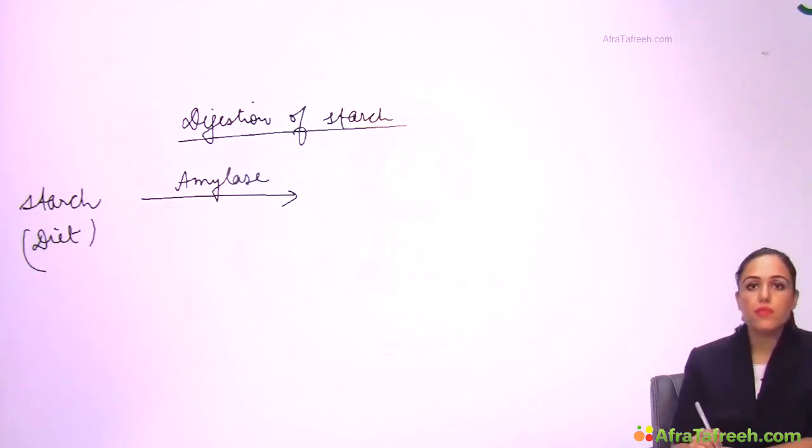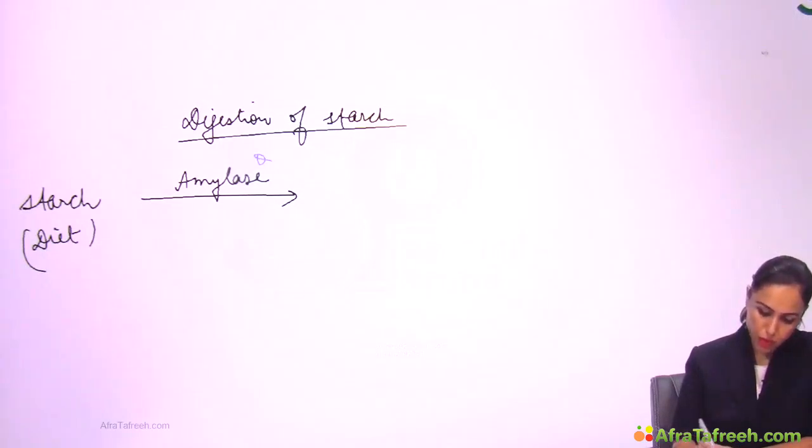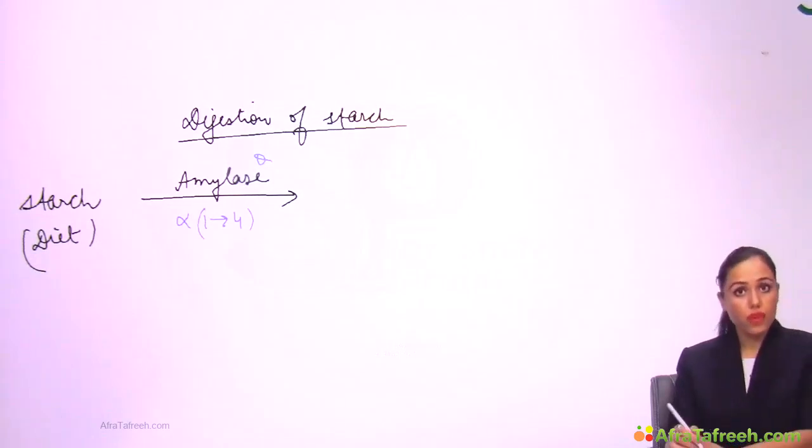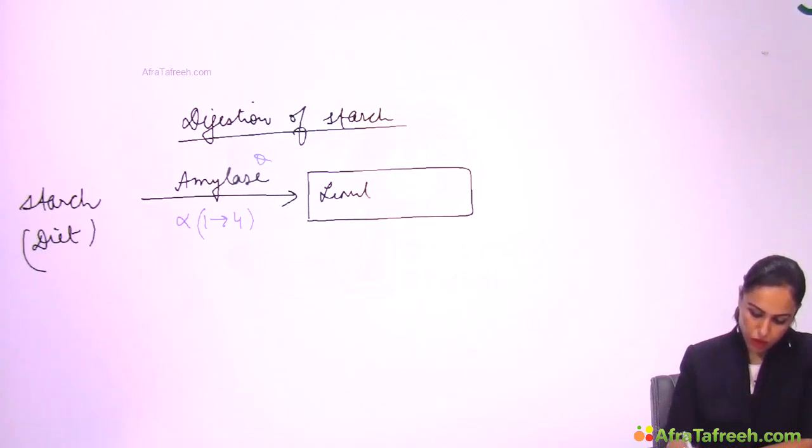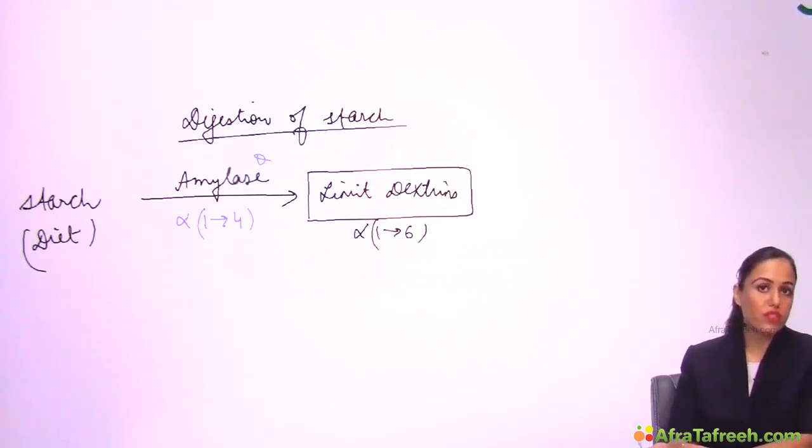Now, amylase breaks which bond? Alpha 1,4, alpha 1,6, or both? This is a frequently asked question. Let me tell you, amylase breaks the alpha 1,4 bond. So when amylase breaks the alpha 1,4 bond, a structure is left which has lots of alpha 1,6 bonds, known as limit dextrin.